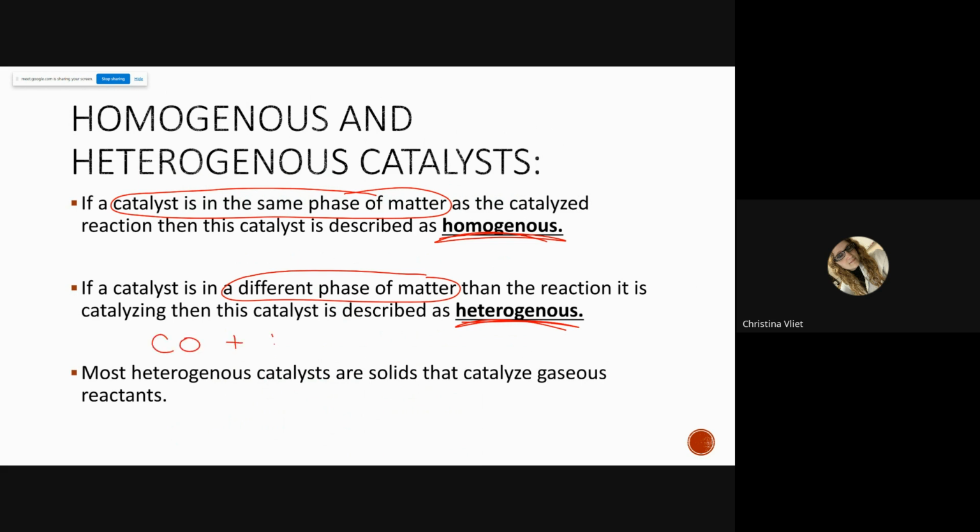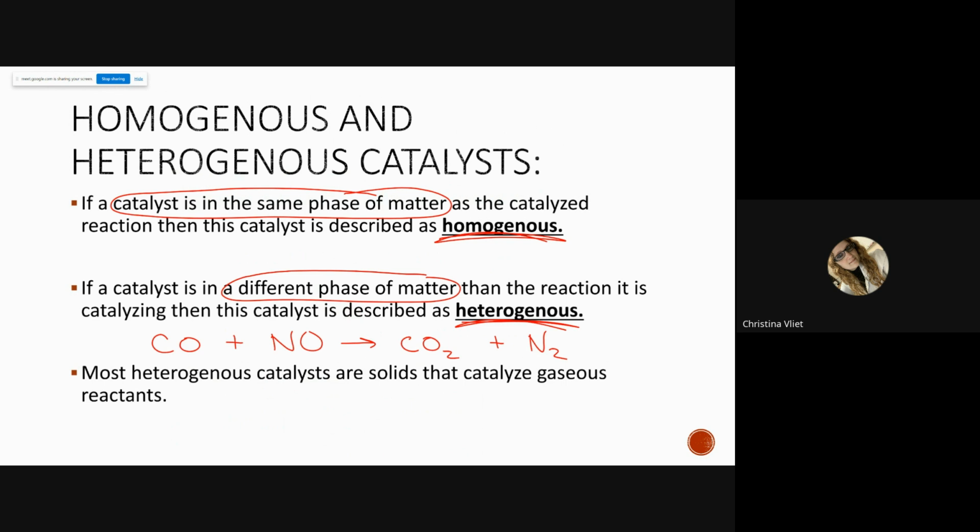CO plus NO, ring a bell? Makes CO2 plus N2. Anybody remember what this reaction is? Ring a bell? Yeah, that's the catalytic converter. What was used as a catalyst for the catalytic converter?